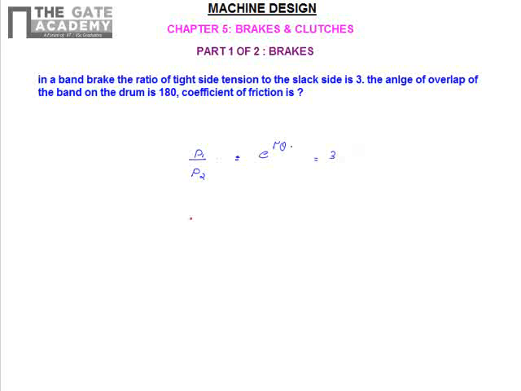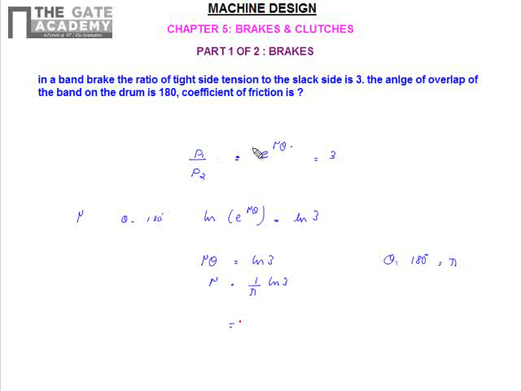So what is the value of mu if theta is equal to 180 degrees? How do you find it? Take the natural logarithm on both sides. So we get ln of e power mu theta is equal to ln of 3, and mu theta is equal to ln of 3. And what is theta? Theta is equal to 180 degrees, which here will be pi radians. Therefore mu will be 1 by pi times ln of 3, that is ln of 3 divided by pi.